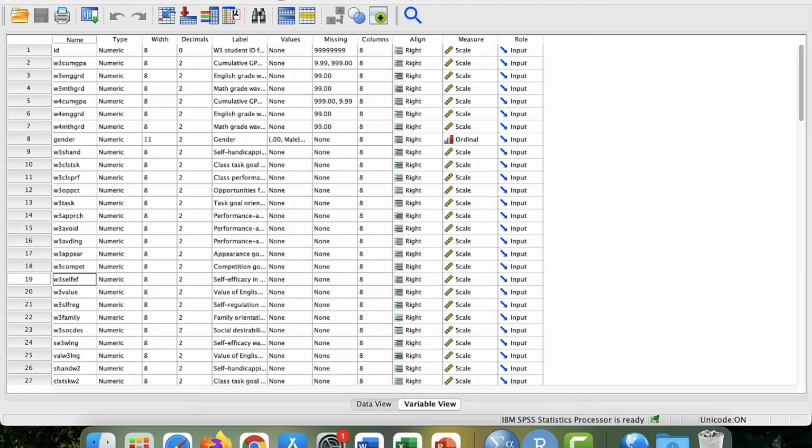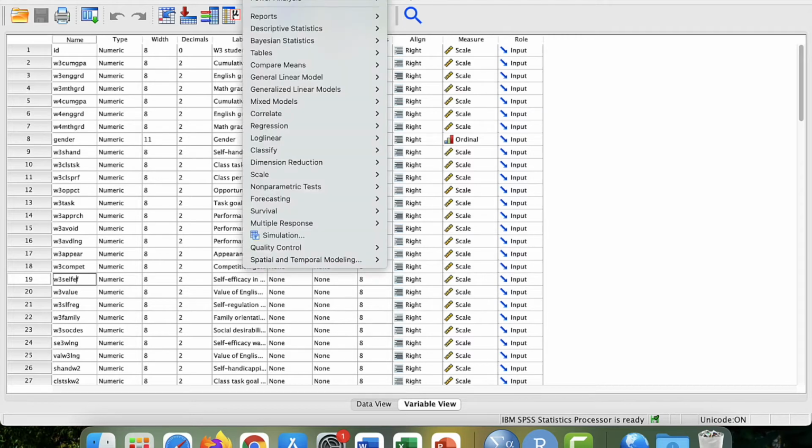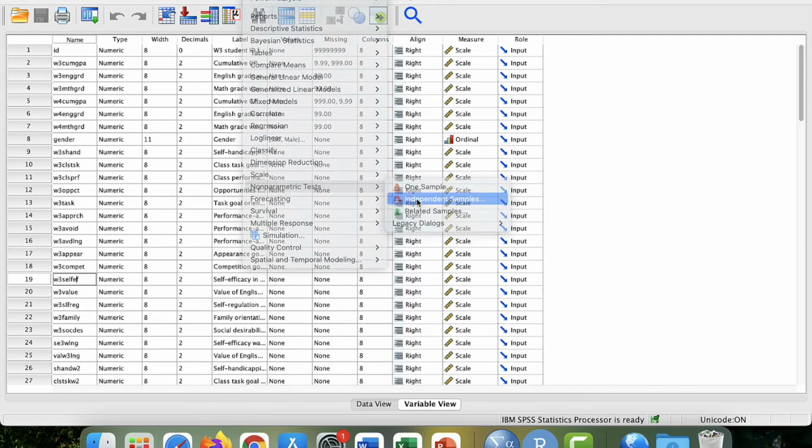So I'm going to compare boys and girls in their self-efficacy. If you open up Analyze and go to non-parametric tests, you'll see it doesn't give you the names of the tests that are in the textbook, like Wilcoxon signed-rank or Mann-Whitney U. It asks for the number of samples. So you can do a one-sample test, independent samples tests, or related samples. In this one, we're going to do independent samples.